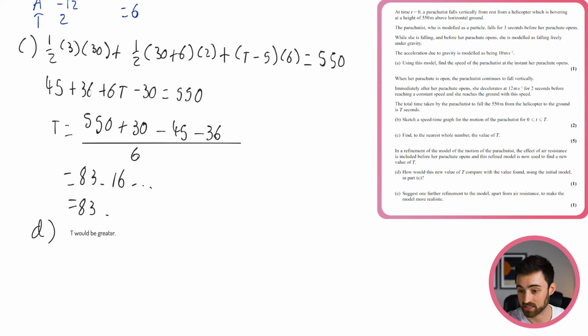And the last part says, suggest one further refinement to the model, apart from air resistance, to make the model more realistic.